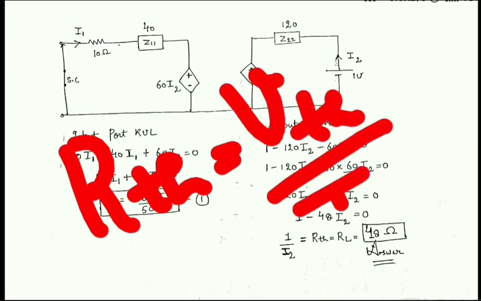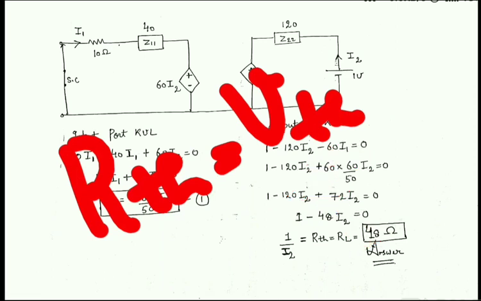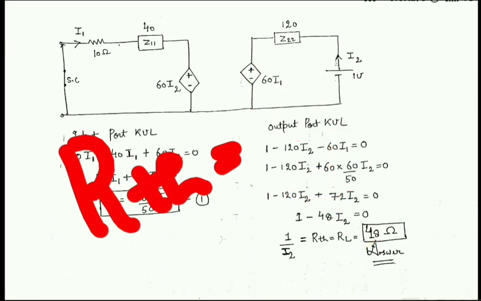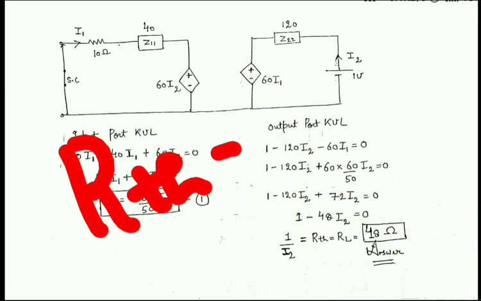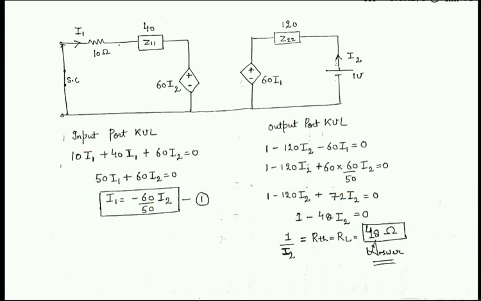divided by current. So over here what basically I did, instead of finding out V Thevenin, I just placed a battery of 1 volt. So I can write 1 volt divided by I2 current. This value I have to calculate, and from this value I can easily calculate the value of R Thevenin. So let's see how I have just calculated. So here is the equivalent circuit diagram for the input port and the output port.